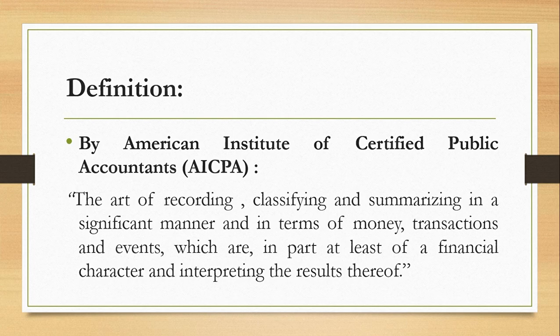So the entire process of accounting, preparing the financial statements, has been summed up in three words: recording, classifying, and summarizing. And the important part, it is written that in a significant manner. This significant manner means there is a scientific process involved. There is a process sequence. Whatever process of accounting that we follow, we need to statutorily follow that particular process.